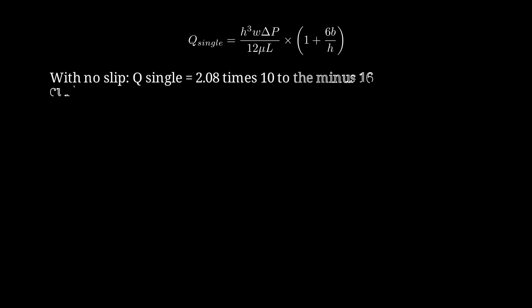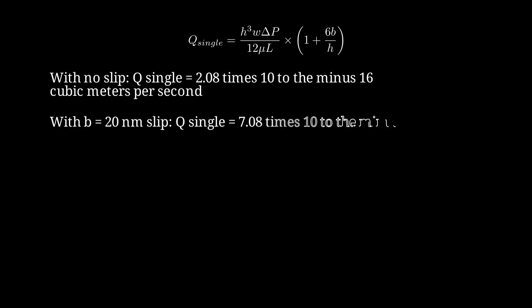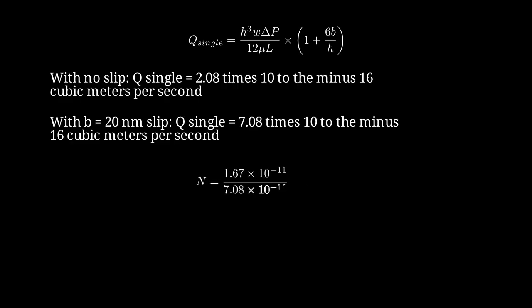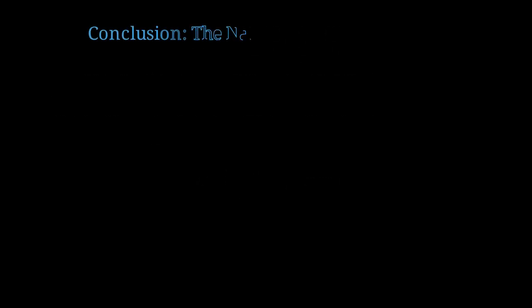Without slip, each channel delivers 2.08 times 10 to the minus 16 cubic meters per second. With 20 nanometer slip, each channel delivers 7.08 times 10 to the minus 16 cubic meters per second, over 3 times more. To achieve our target flow rate of 1 microliter per minute, we need 23,600 channels with slip versus 80,000 without slip. Let's summarize this paradigm shift in our understanding of fluid flow.